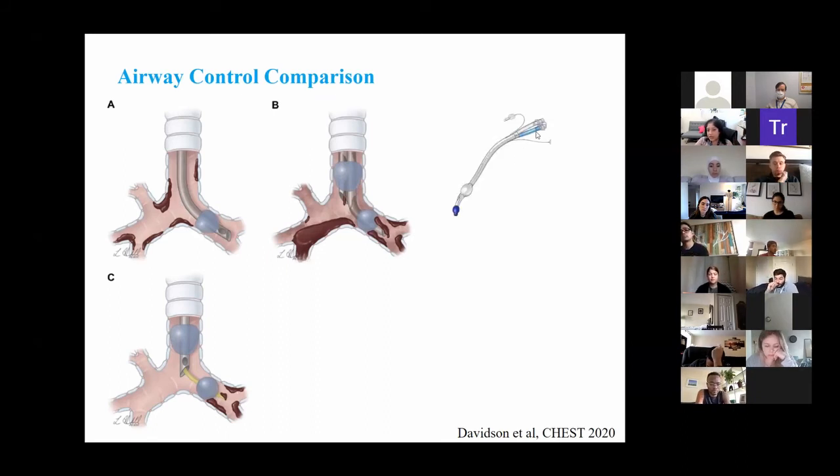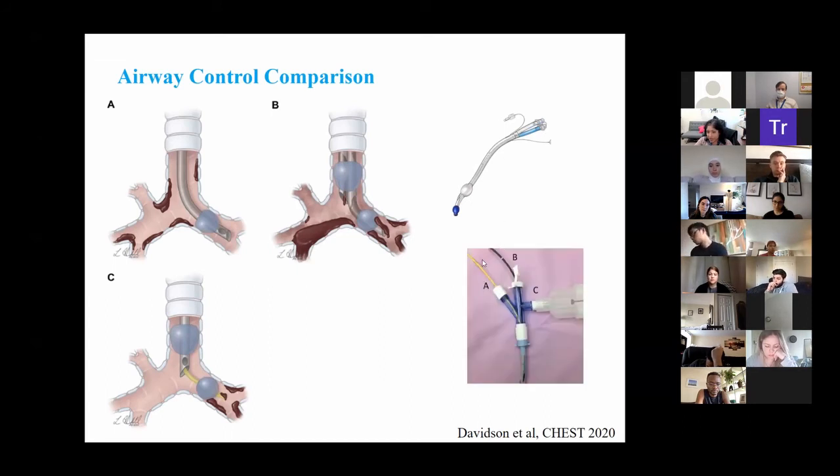This is the double lumen tube. And this is sort of how we have to think about the endobronchial blocker, because we have both a bronch to help guide us, and the blocker itself is separate from the ET tube.